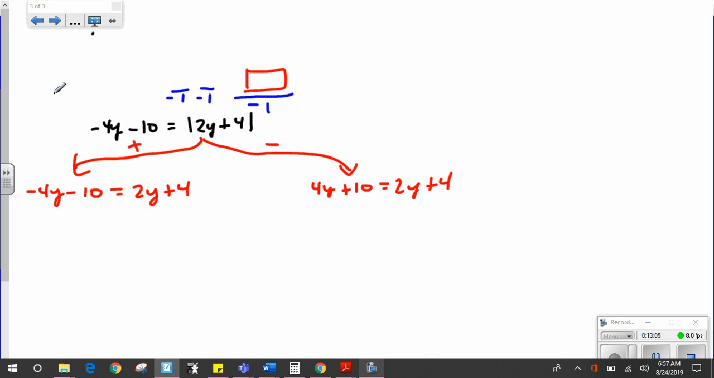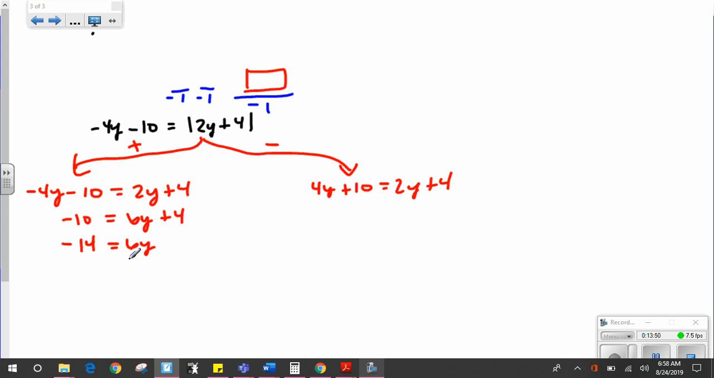Now we solve. I'm not going to show as many details as I did in the past 2 problems because, again, we've practiced this a couple of times. So please listen carefully to the explanation. On this side, the first thing I would do is add 4y to both itself and to 2y. When I add 4y, I'm left with -10 equals 6y plus 4. I then would subtract 4 from the right hand side as well as -10, which would give me -14 is equal to 6y.